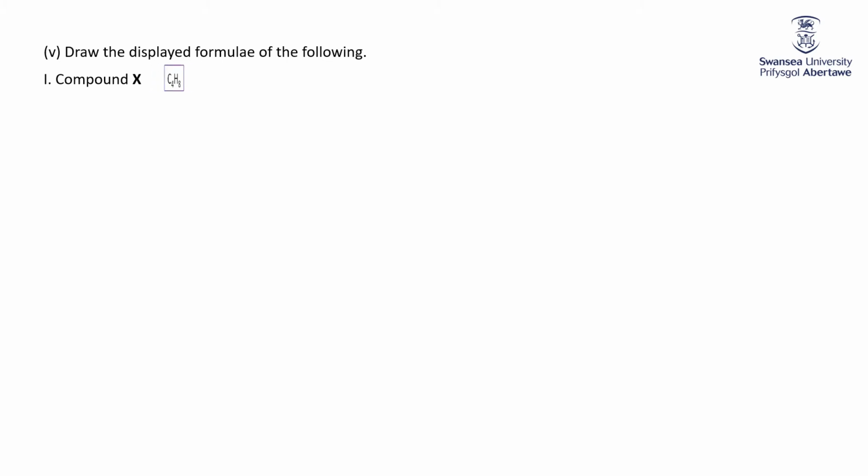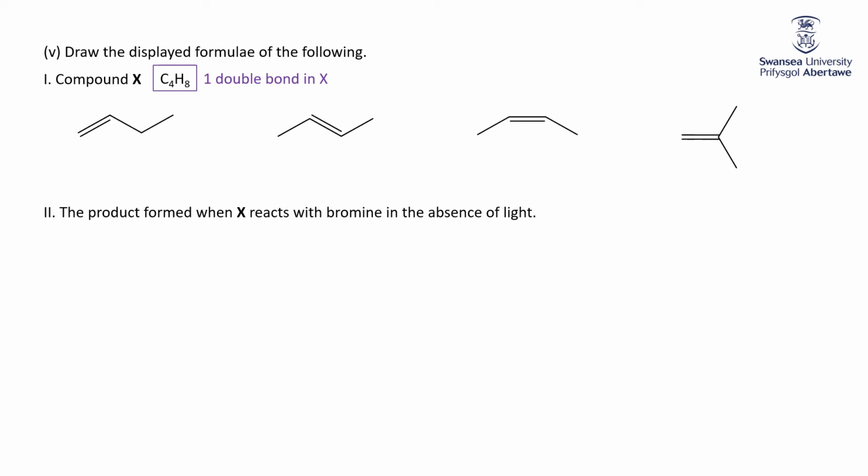So what's X? Well, what we know about X is it's C4H8 with 1 double bond. And so that could be 1-butene, it could be 2-butene, which can either be E or Z, or of course it could be 2-methylpropene, which is one of those isomers that a lot of people forget at this stage. When we react with bromine in the absence of light, all we're doing is adding bromine across the double bond, so a bromine atom to each double bond carbon. So that one, that one, that one, and that one. Fairly straightforward. Hopefully you'll manage that one okay.